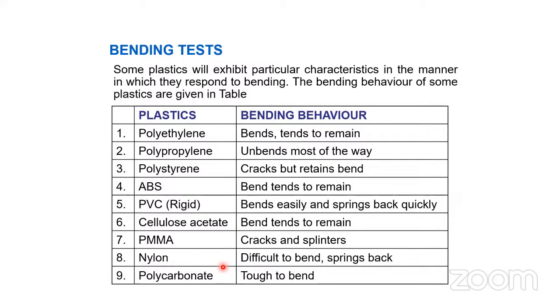Then if you have nylon, nylon has more strength, its mechanical strengths are high. That's why it is difficult to bend. So this kind of bending behavior belongs to each individual polymeric material. If you know the bending behavior of polymeric materials, then you will be able to identify the polymeric materials by using these kinds of techniques.